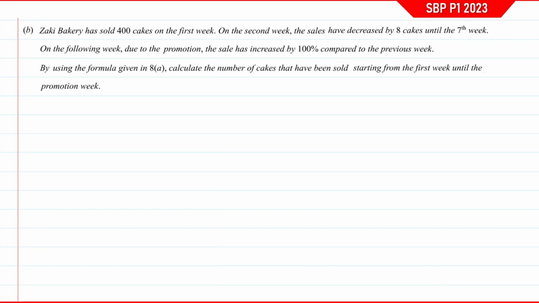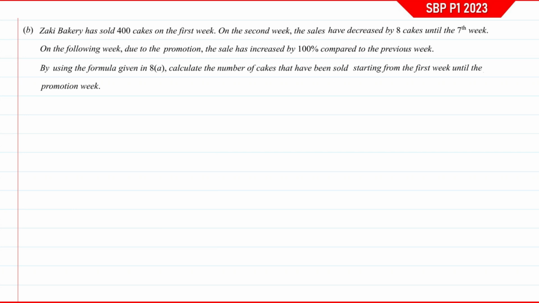Question B. Zaki Bakery has sold 400 cakes in the first week. In the second week, the sales decreased by 8 cakes each week until the 7th week. In the following week, due to the promotions, the sales increased by 100% compared to the previous week. By using the formula given in A, calculate the number of cakes that has been sold starting from the first week until the promotion week.